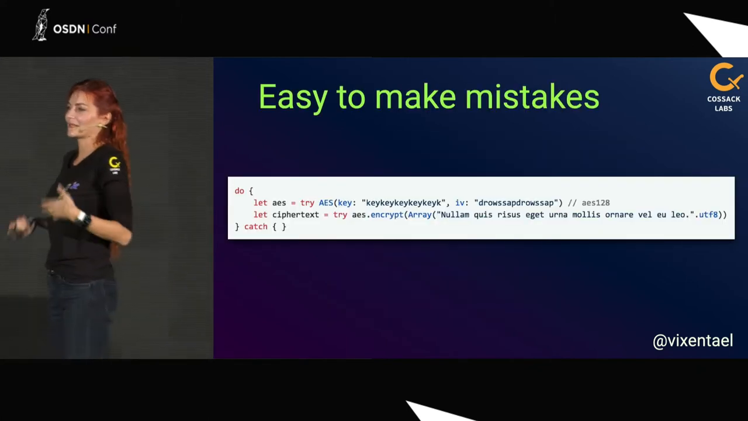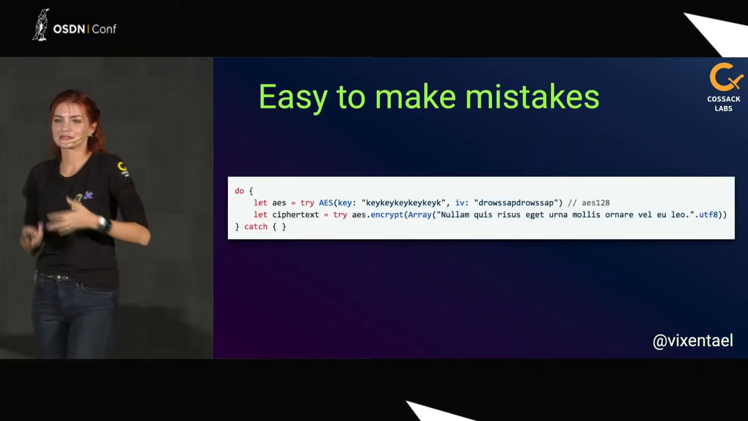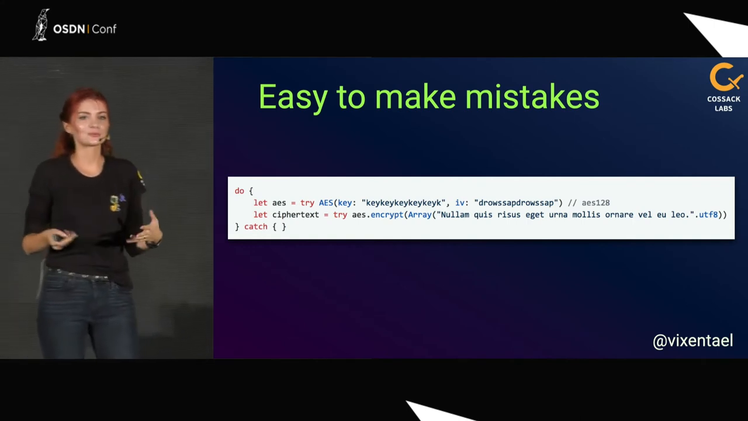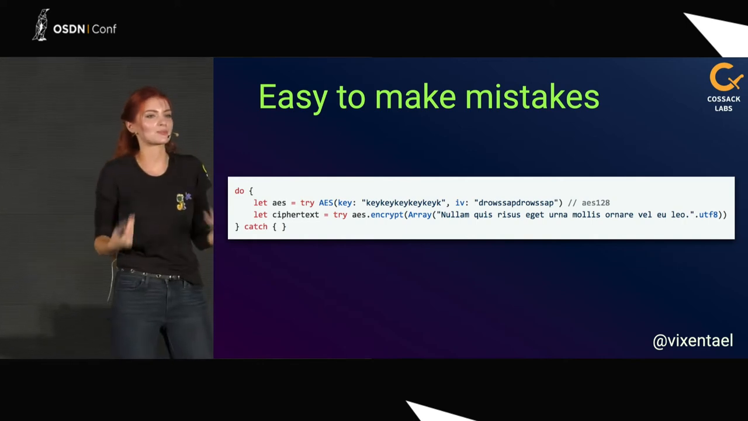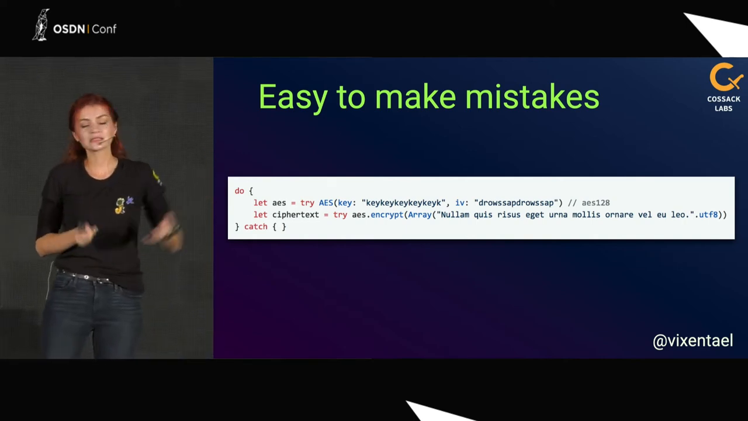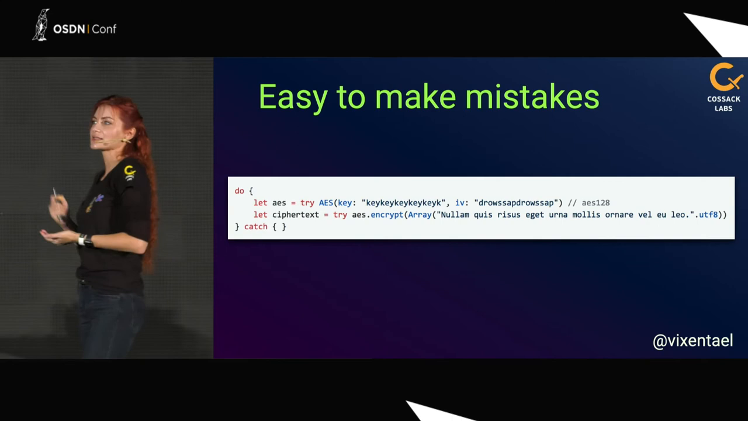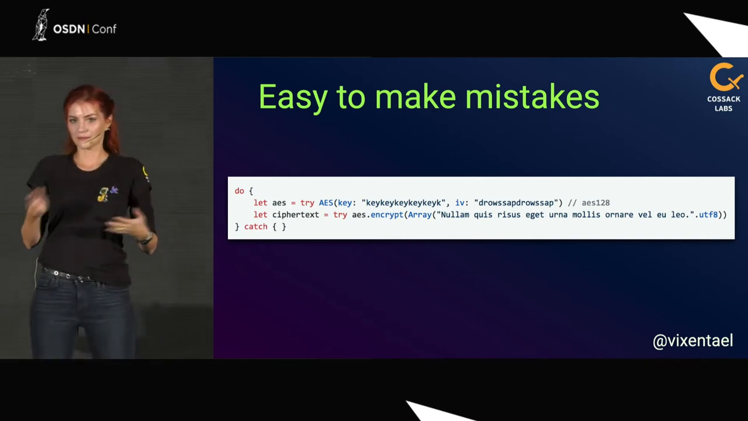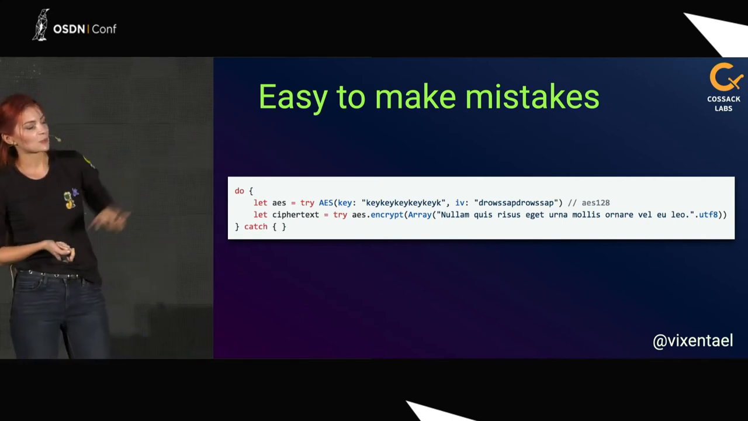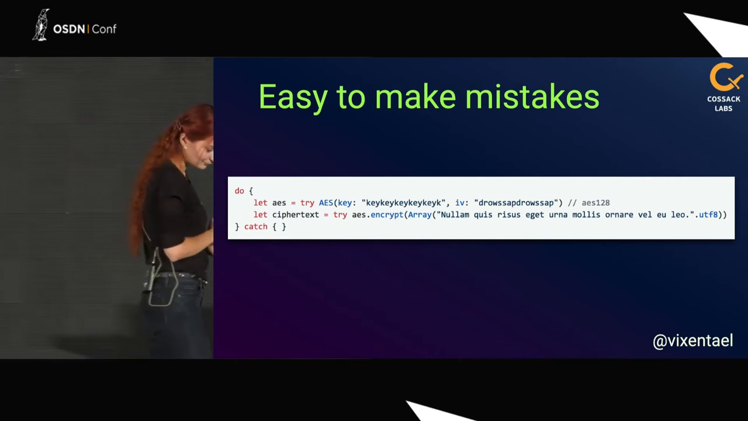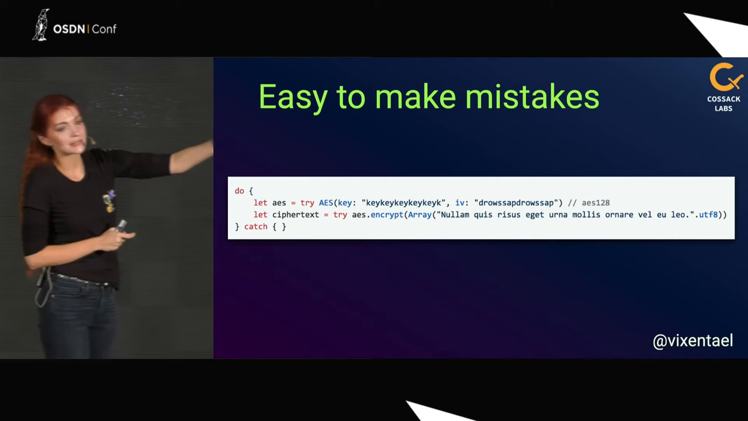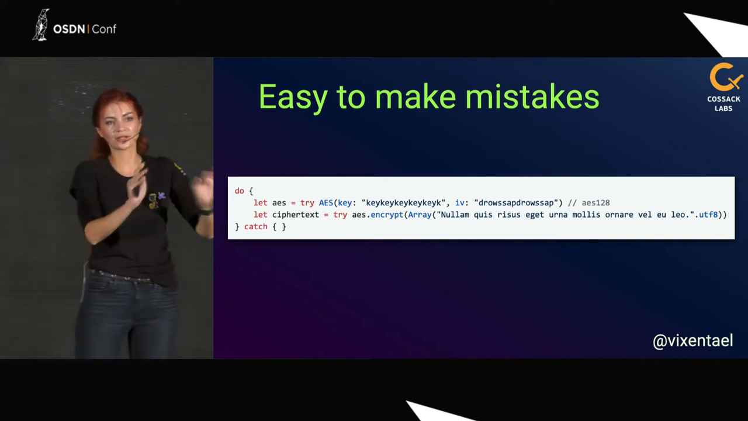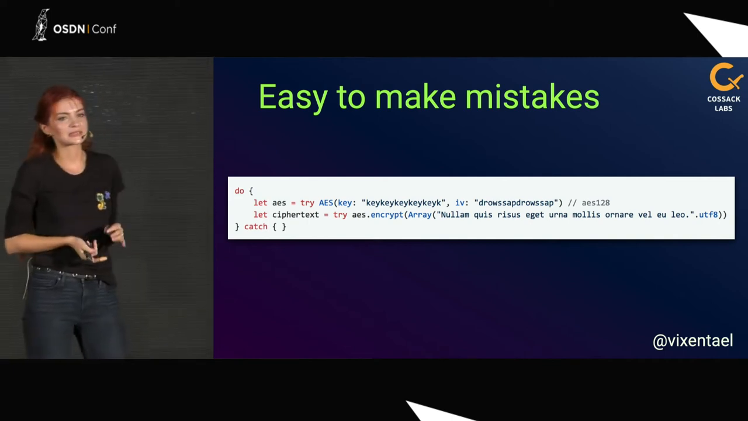Fortunately, boring crypto is not a new idea, so many libraries try to decrease the load and make the APIs easier. This is one of the examples, another very popular library in the iOS world. I just copy-pasted it from the README. Again, this is iOS encryption, just encryption, a very simple operation. Can you find mistakes?